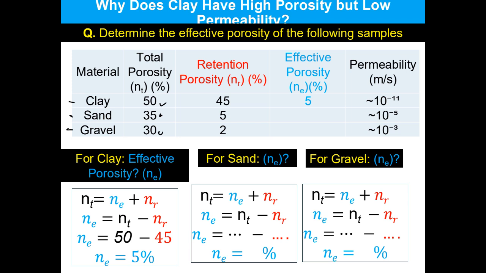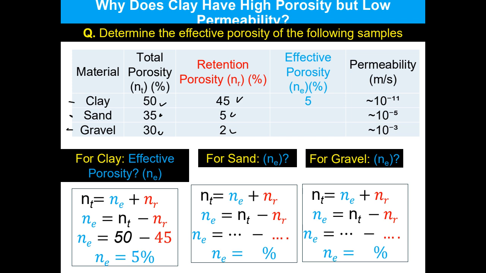Look at the clay. Clay has the highest porosity. Retention porosity for clay is 45%. A lot of porosity is retained by clay particle. For sand, we have only 5% retained. For gravel, you have 2% retained. The question asks you to find the effective porosity, the one that is useful, the one that goes through from pore to pore. So I'm doing clay for you here.